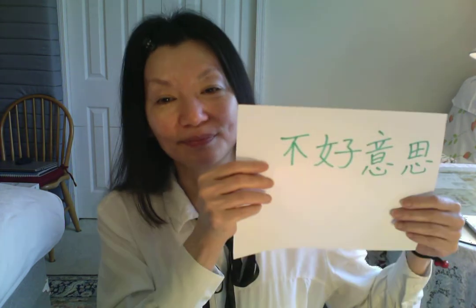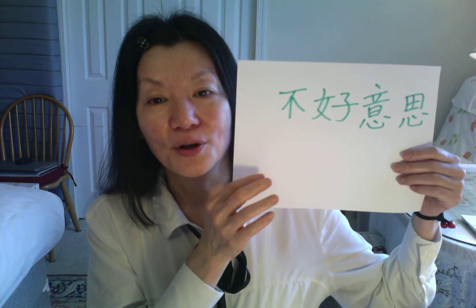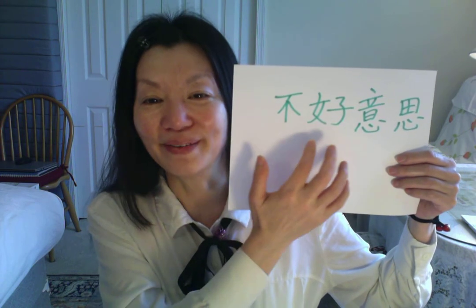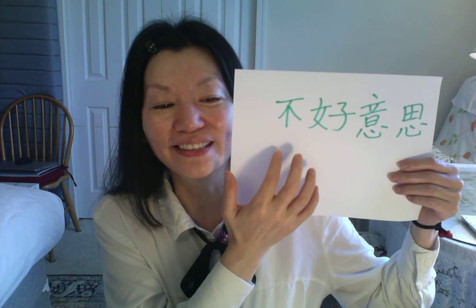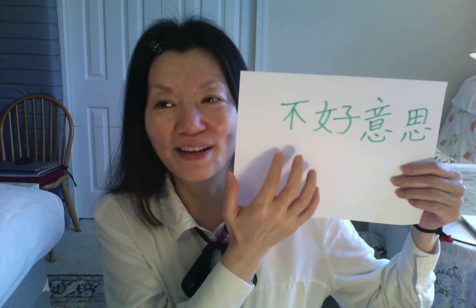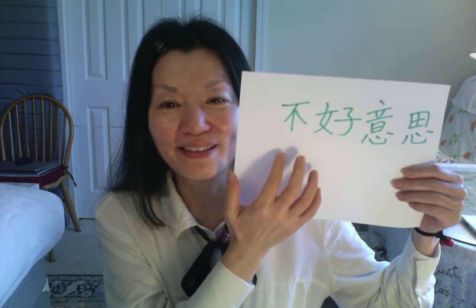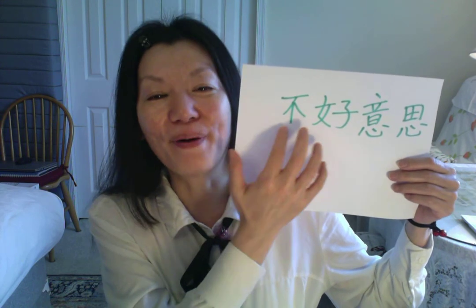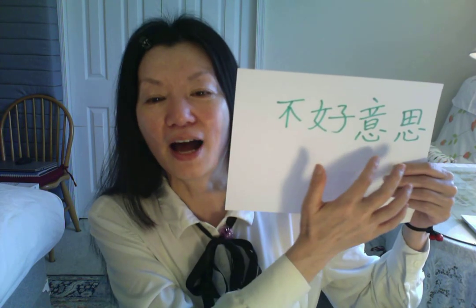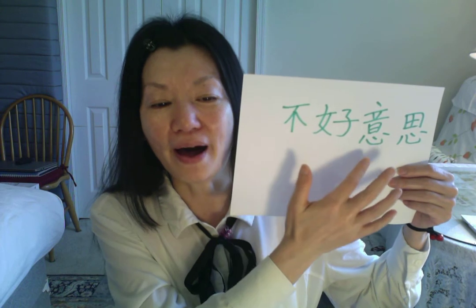To feel embarrassed, in Chinese we say 不好意思. Oh, feel what? Embarrassed. Something wrong, right? 不好意思. Only saying part of it is half the meaning. Together, 不好意思, to feel embarrassed. Okay. Now we see next.